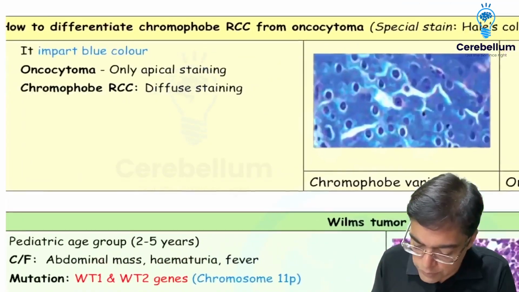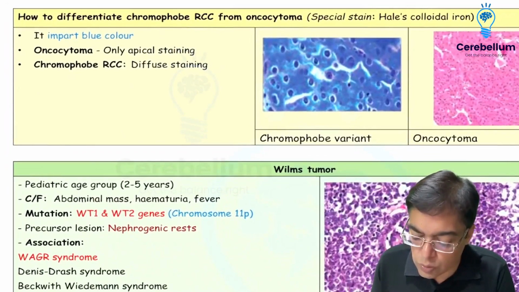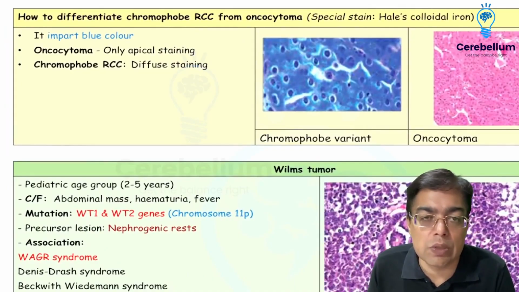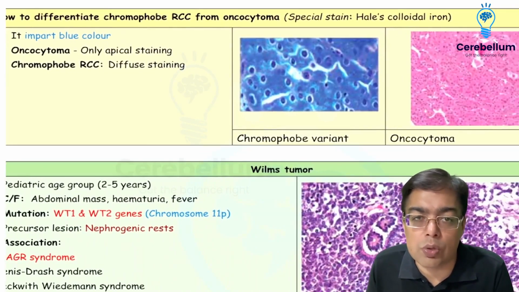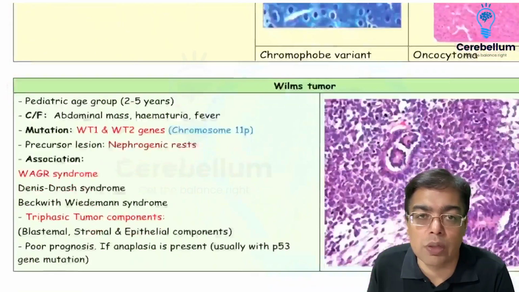Having a word about that, we then need to have an idea. Sometimes chromophobe renal cell carcinoma is similar to oncocytoma, which is an example of a benign tumor, and that can be differentiated on the basis of Hale's colloidal iron.